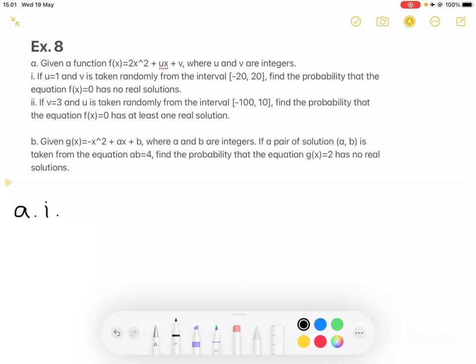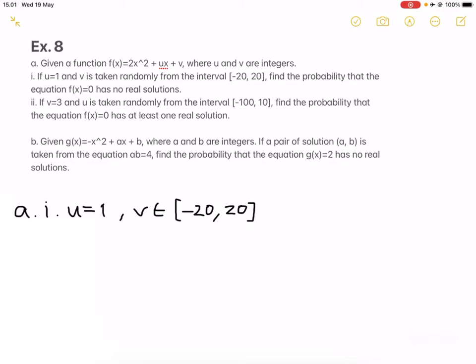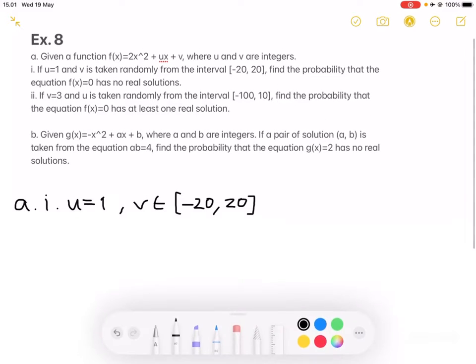Now for part 1, we can set u equals 1 and v is taken randomly from the interval -20 to 20, both inclusive. So I will just write this in this notation right here. And then we need to find the probability that the equation f of x equals 0 has no real solutions.